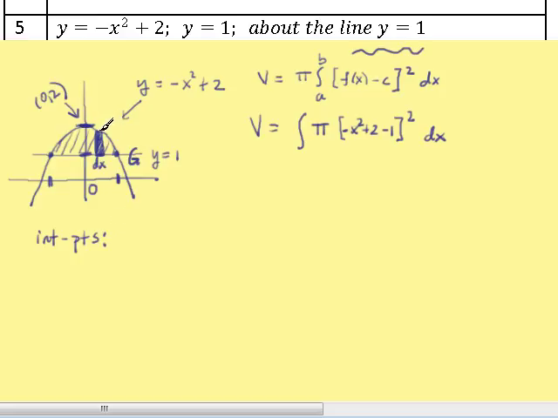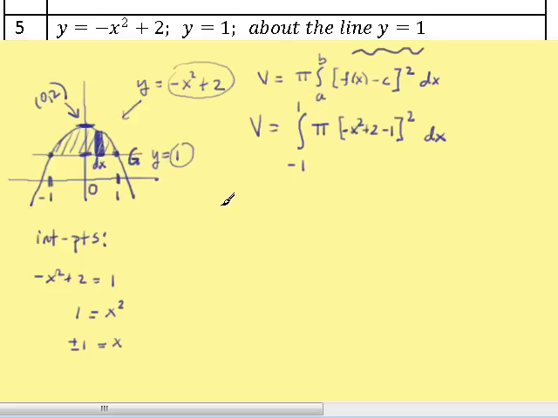We're going to set this curve equal to this straight line to get the intersection points. So we set minus x squared plus 2 equal to 1, because of y equals 1. Y equals 1 and y equals minus x squared plus 2, so set this equal to this. All right, so let's turn this around a little bit. This is x squared equal to 1. Plus or minus square root both sides, so we have x equals plus or minus 1. So we're integrating from minus 1 to 1.